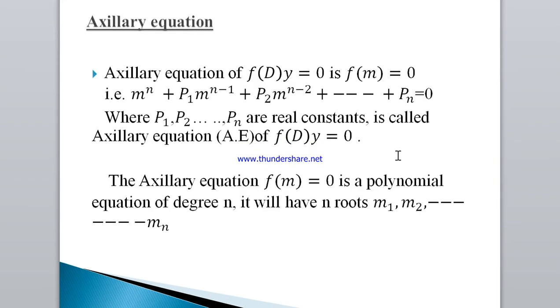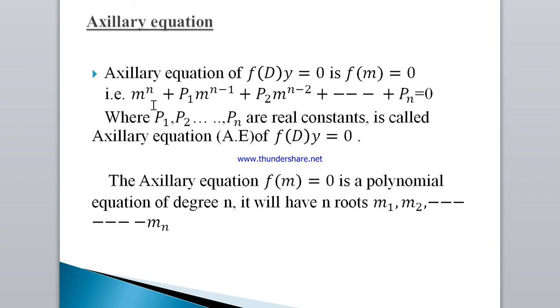Now we will discuss the auxiliary equation. What is the auxiliary equation? The auxiliary equation of f of D into y is equal to 0 is f of m equal to 0. That is, m^n plus p1 m^(n-1) plus p2 m^(n-2) plus and so on pn equal to 0, where p1, p2, and so on pn are real constants, is called the auxiliary equation of f of D into y is equal to 0. This means that for any higher order differential equation, first you have to write the auxiliary equation, that is, f of m is equal to 0.